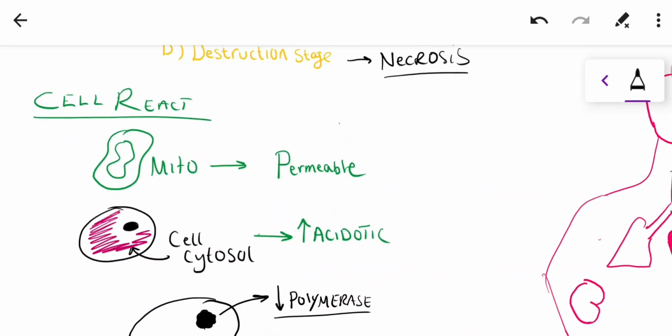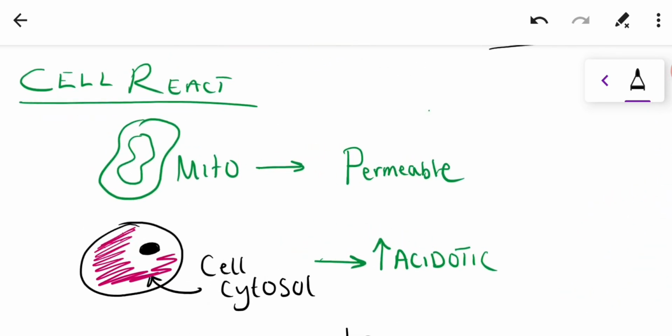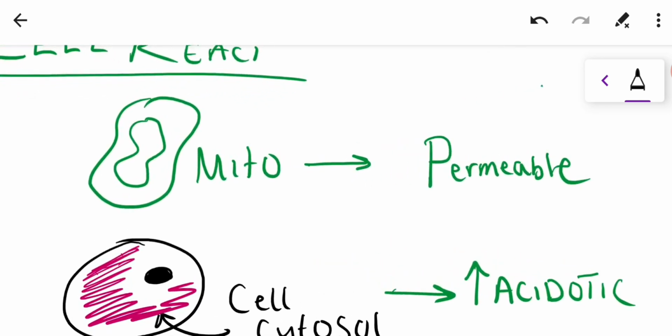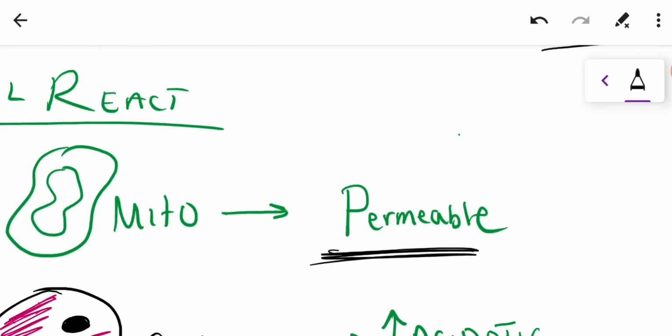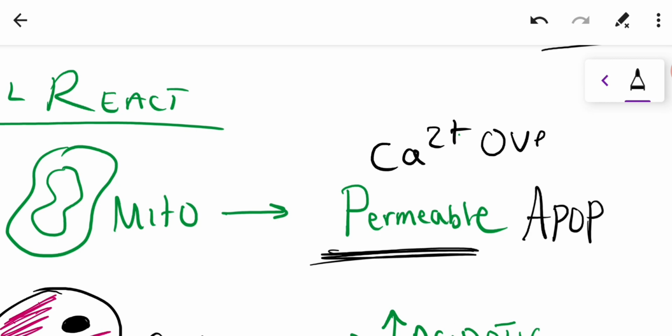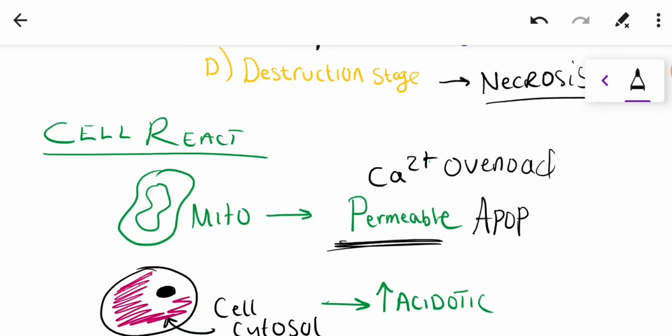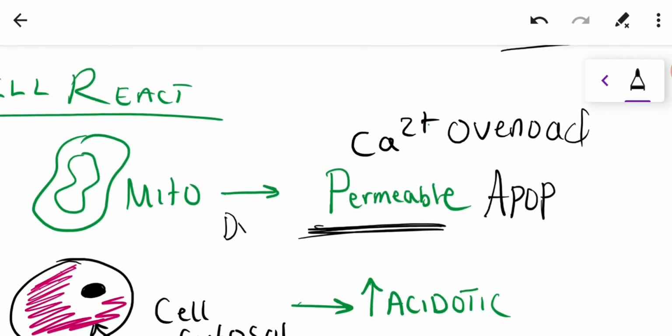Now, how does the cell react? We're going on a microscopic scale, and then we're going to build up to the macroscopic. How does the cell react? With the mitochondria, it becomes more permeable. Permeability can in some form or another be related to apoptosis. You can think of this like I was saying before about calcium overload, and yeah, dysoxia. There's dysoxia.